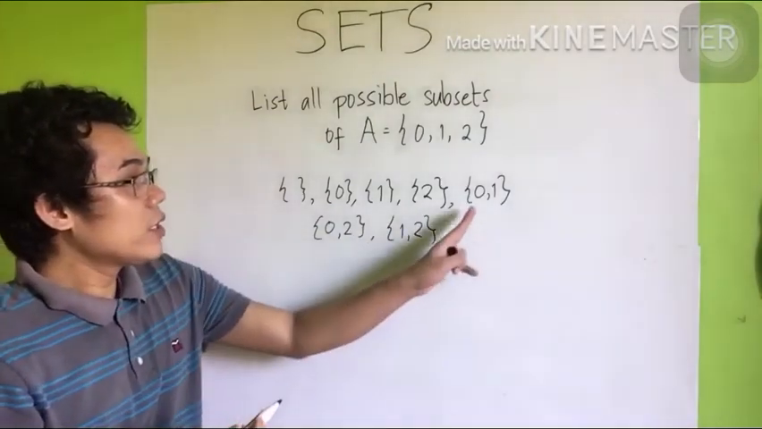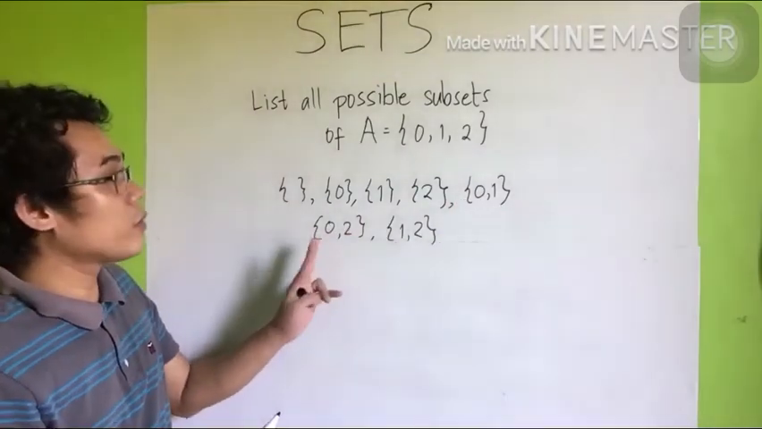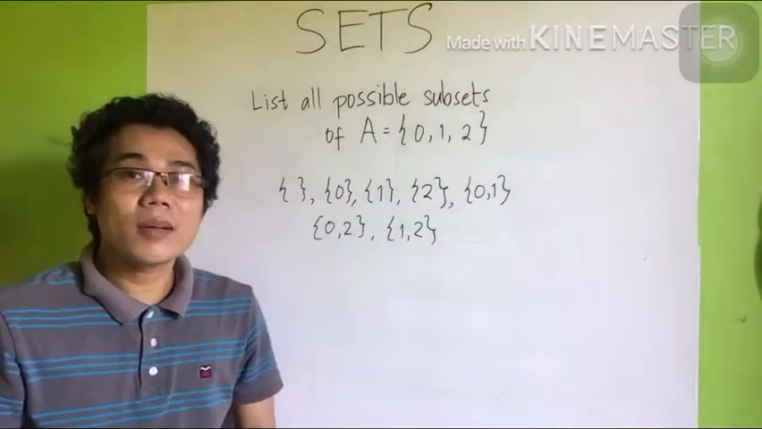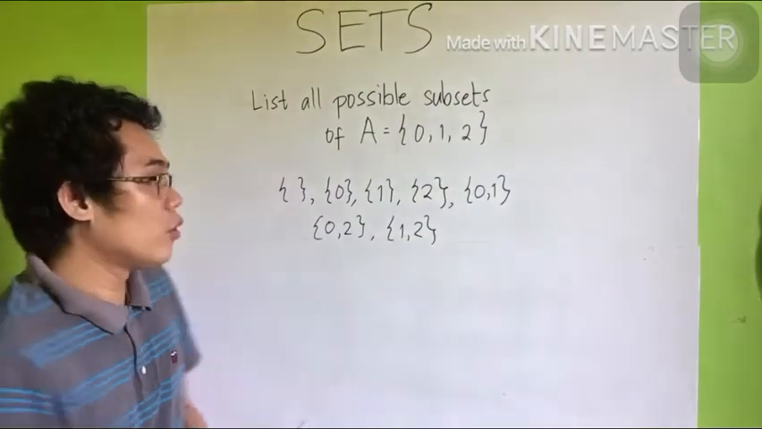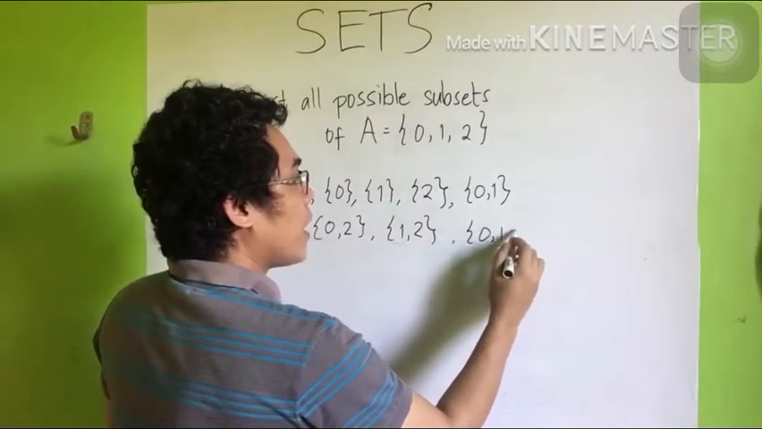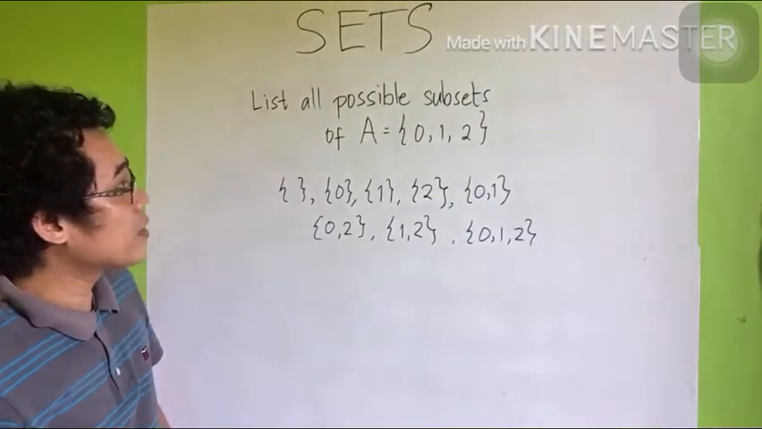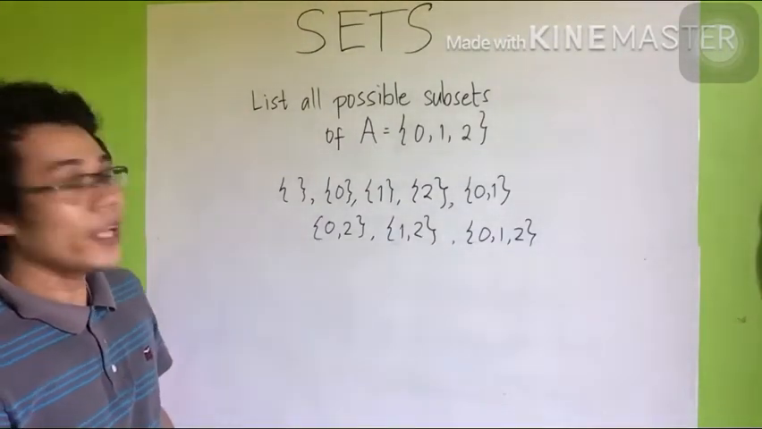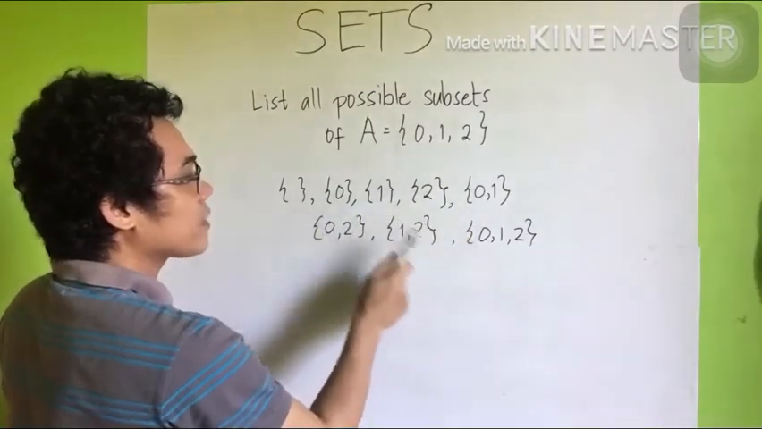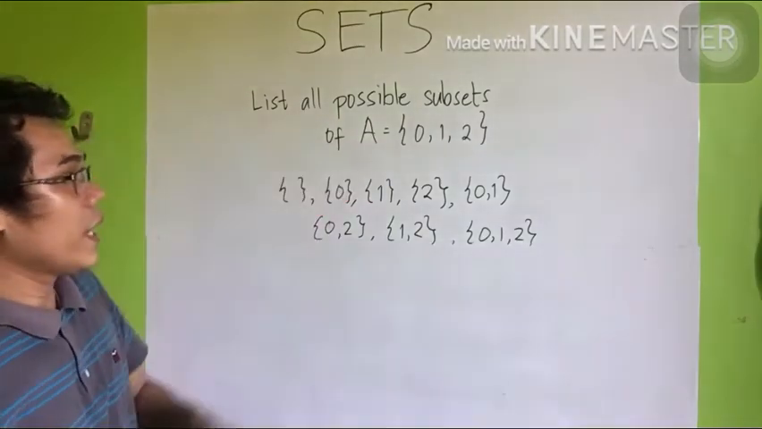So take note, 0, 1 and 1, 0 are parehas lang. 0, 2 and 2, 0, so parehas lang. Tapos na tayo sa tig-dadalawa. Ang next naman is tig-tatlo. So we have 0, 1, 2. Lista na natin ang lahat ng possible subsets of A. At bilangin natin. 1, 2, 3, 4, 5, 6, 7, 8. So meron tayong 8 possible subsets of A.